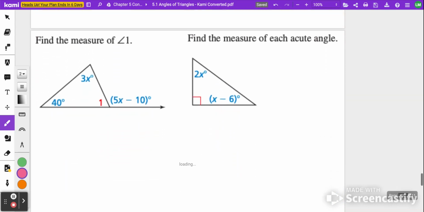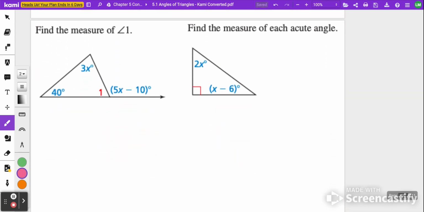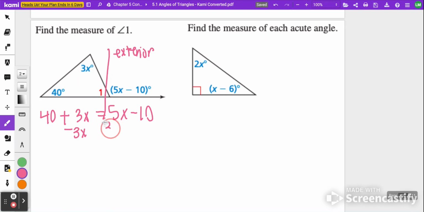So when we want to solve for each one of these, we're going to try to use those corollary theorems to solve for them and then determine what each angle is. Let's go ahead and start with this one. I know that I have my exterior angle shown, so I'm going to draw my line. Here's my exterior, and I know that 40 plus 3x is equal to 5x minus 10. The first thing I need to do is solve for x, which will help me then solve for angle 1. Subtract the smallest variable first, add your constant to the other side.